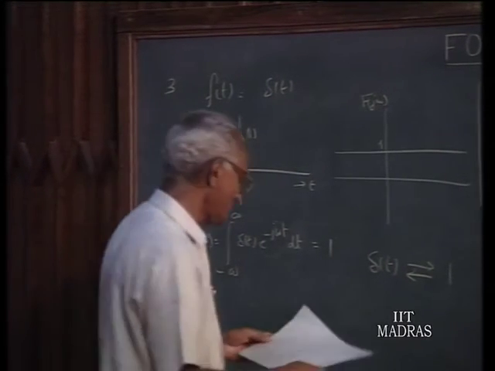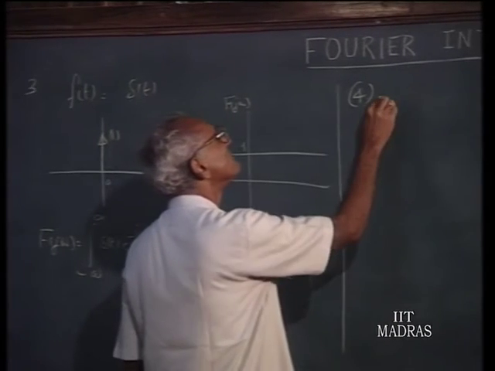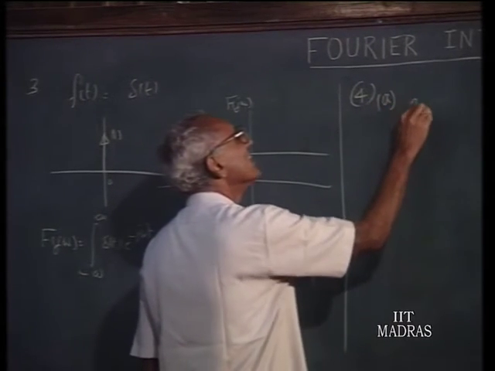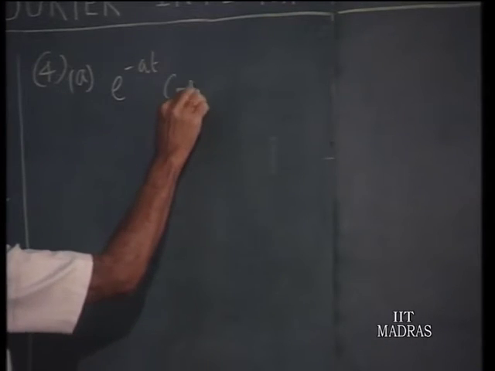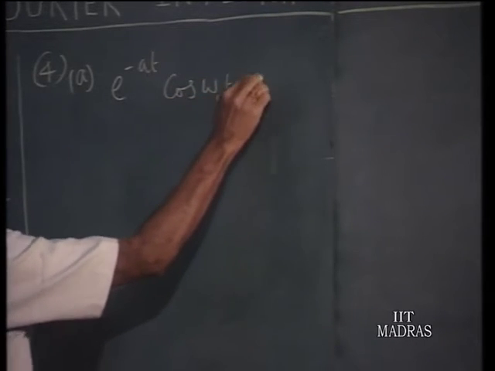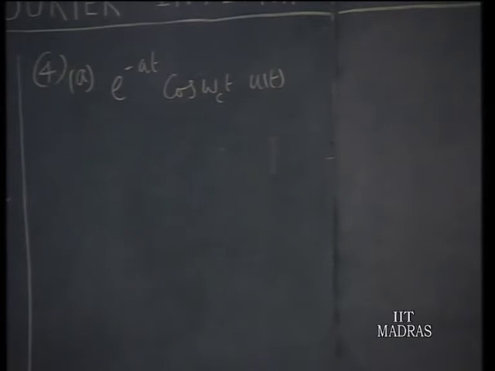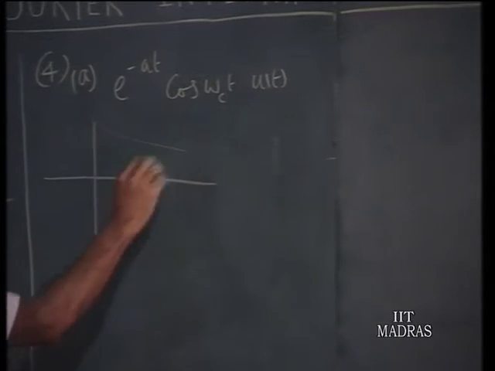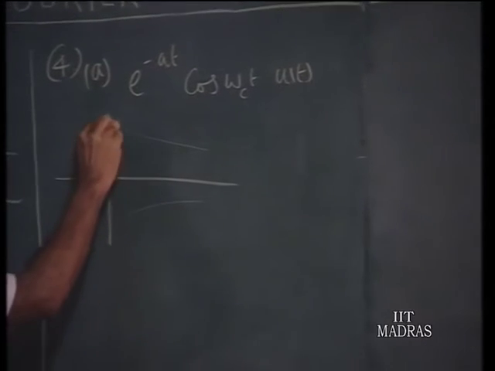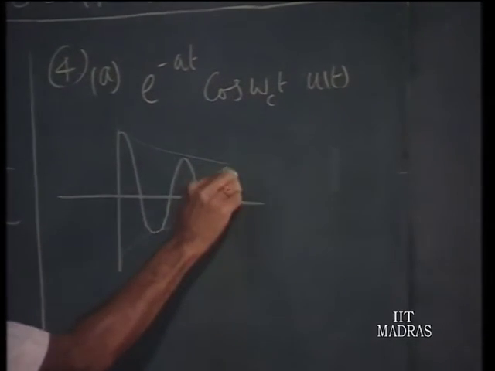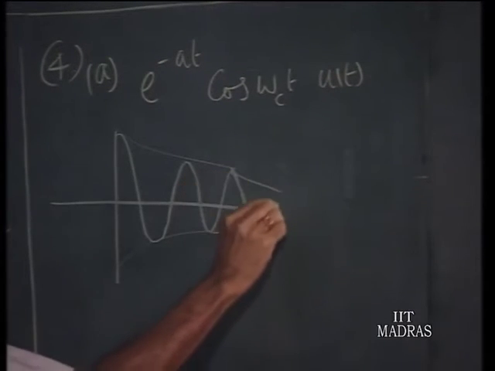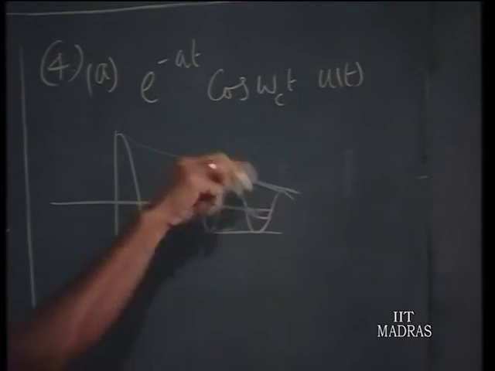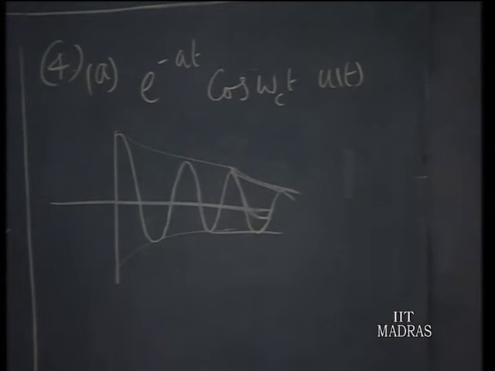Let us take now a more complicated example. e to the power of minus a t cos omega c t u t. That means the time function would be something like this, which is an oscillating sinusoid, but with decaying amplitude.